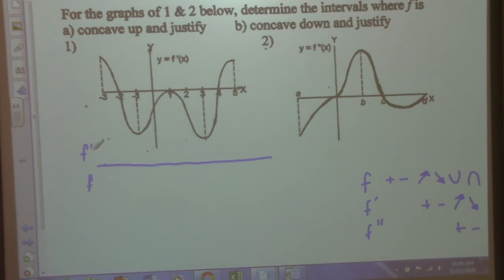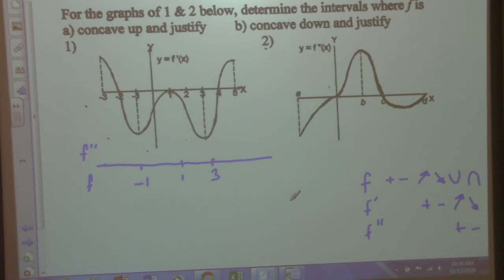So for F double prime to F, what would be our critical numbers here? Negative 1, negative 3. Well, negative 3, maybe not necessarily, that's sort of the edge, right? But negative 1, definitely. What else? Positive 3. 1 and 3.